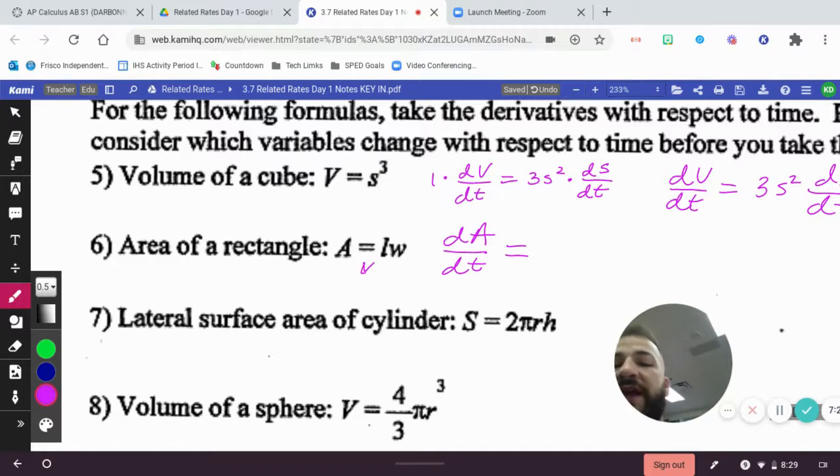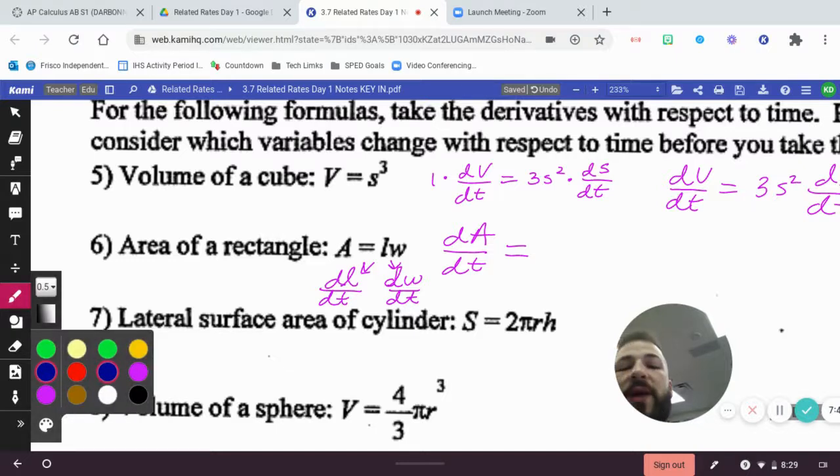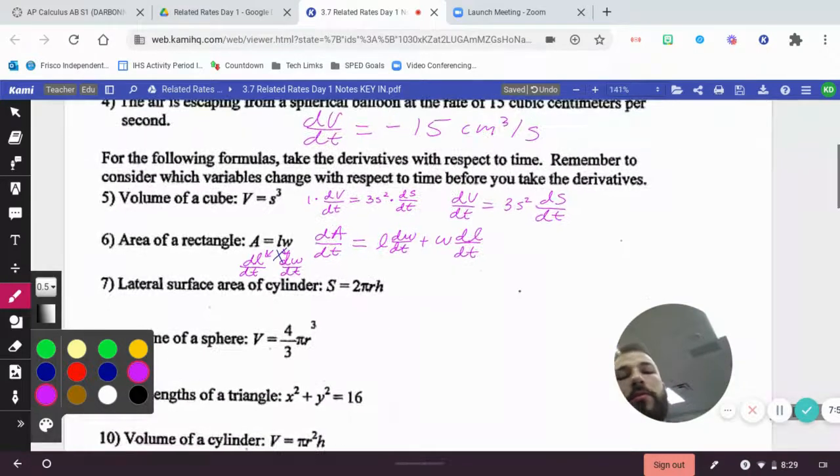So the derivative of length would be dl dt. Derivative of w would be dw dt. And then I would cross multiply like I always do for my product rule. So this becomes length times dw dt plus width times dl dt. Okay, so just like with implicit, if we have 2 different variables being multiplied together, we have to do product rules. Let's look at another one.